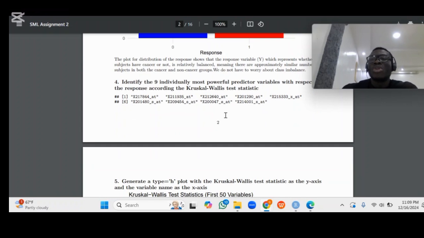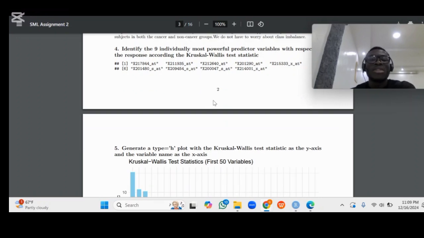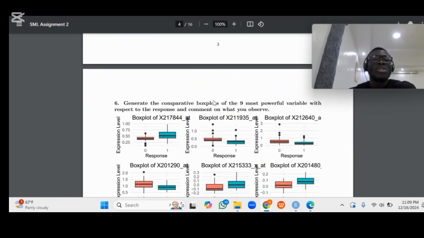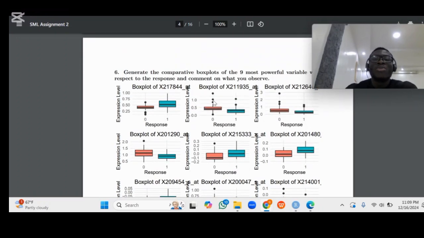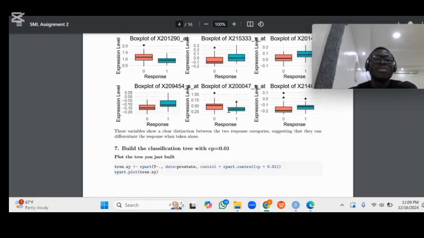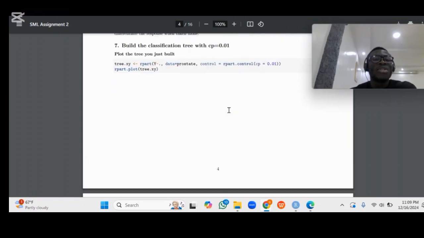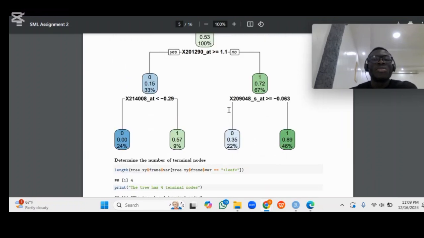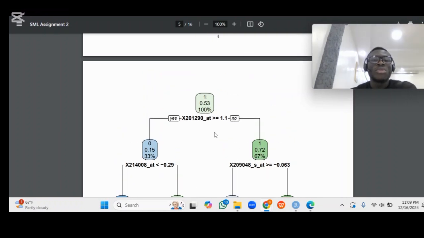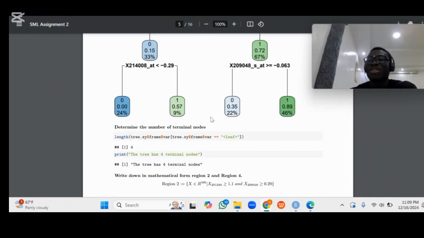We went on to do a Kruskal-Wallis test statistic to determine our top nine predictors. Plotting them here, we can see that they can really differentiate between our classes, which are 0 and 1. We then built a classification tree with the whole data set, and we found this to be our classification tree with four terminal nodes.